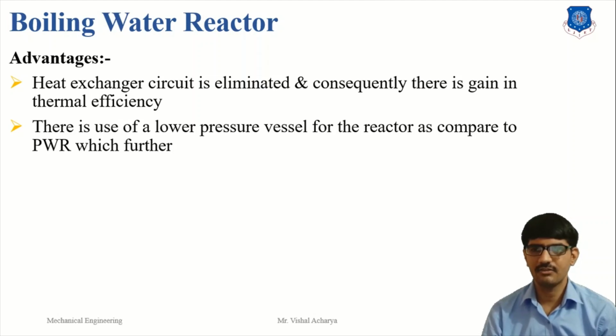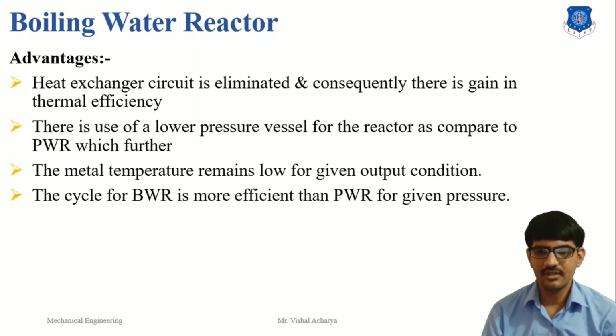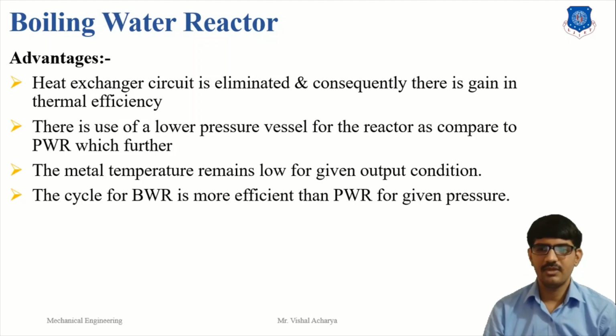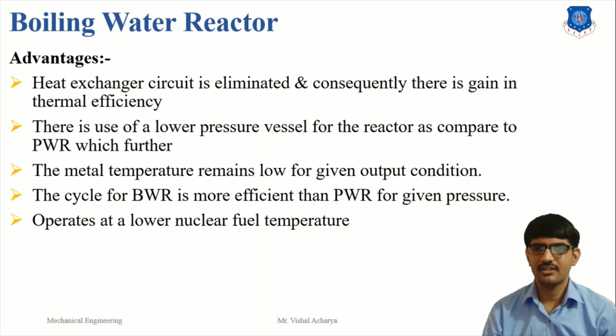This is the advantage of the boiling water reactor. The metal temperature remains low for the high given output condition, and the cycle for the BWR is more efficient than the PWR for the given pressure. This is the main advantage of the boiling water reactor. Here it is operated at a lower nuclear fuel temperature. This is an advantage because lower-grade material is required.